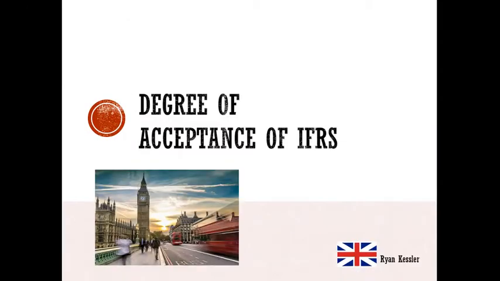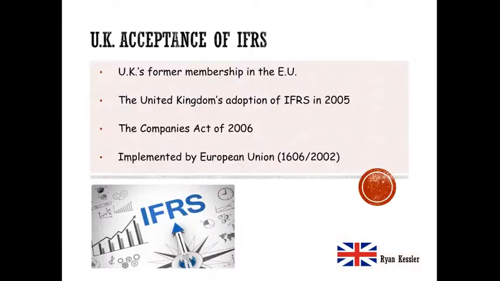Degree of acceptance of IFRS. The United Kingdom joined the European Union in 1972. As a member of the EU, the United Kingdom adopted IFRS in 2005. IFRS was implemented by European Union regulation 1606-2002. The Companies Act of 2006 was a way for the UK to simplify corporate law.